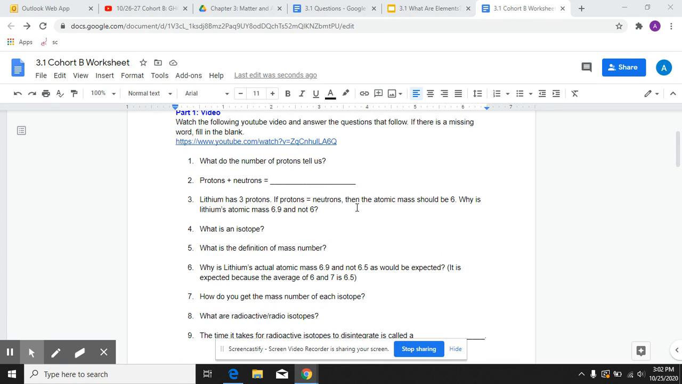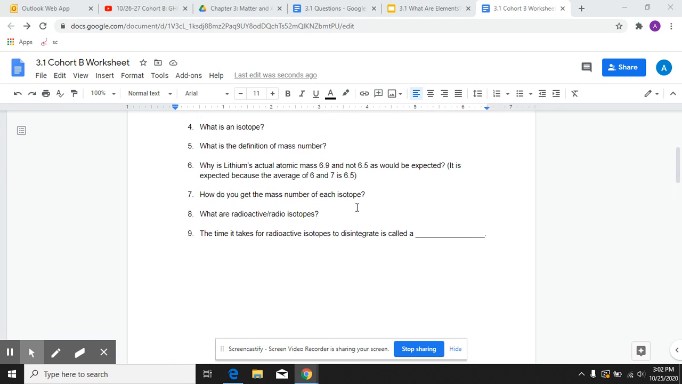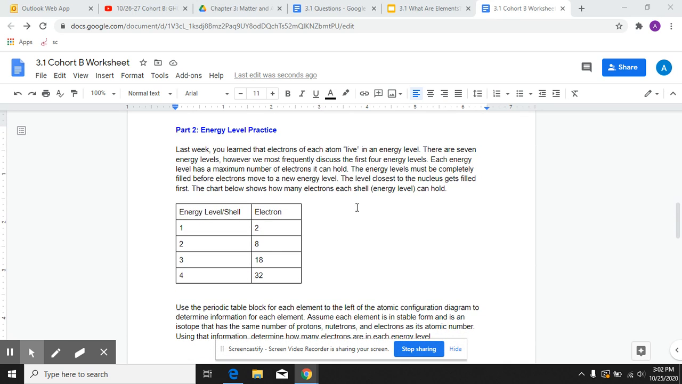You don't need to write your answers in complete sentences so long as you have enough information to get your answer across. For part 2, you're going to be looking at element energy levels and how electrons live inside each of those levels. So last week you learned that electrons of each atom live in an energy level. There are 7 energy levels.